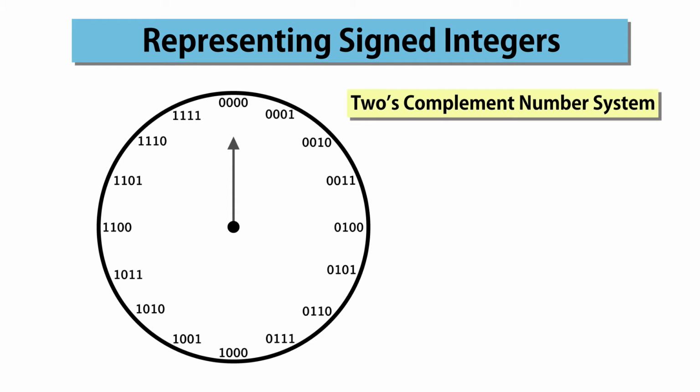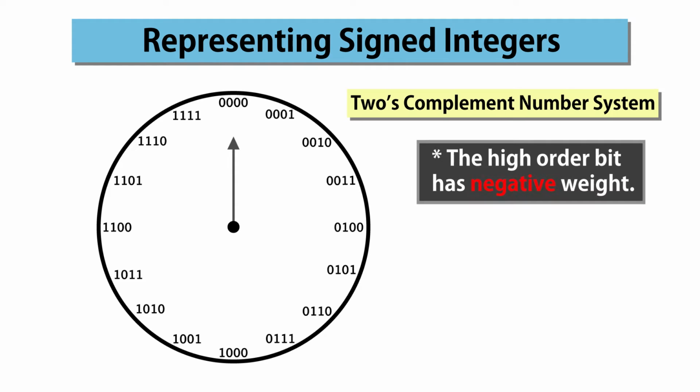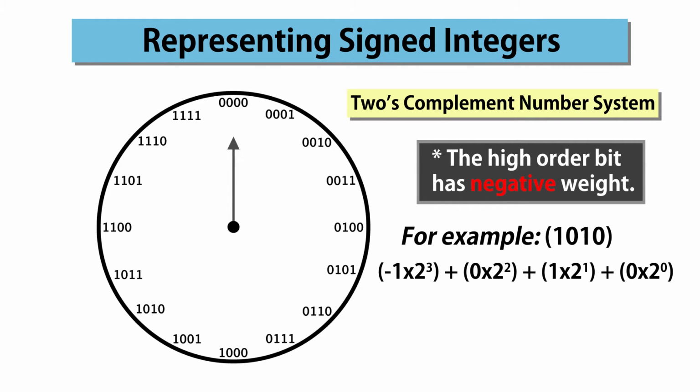The 2's complement number system is a convenient approach. In 2's complement, we treat the bit string as a binary number using positional notation, but with the following quirk. The high-order bit has negative weight. For example, consider the representation 1010. This stands for -1 times 2 cubed, plus 0 times 2 squared, plus 1 times 2 to the 1, plus 0 times 2 to the 0. That equals -8 plus 2, or -6.